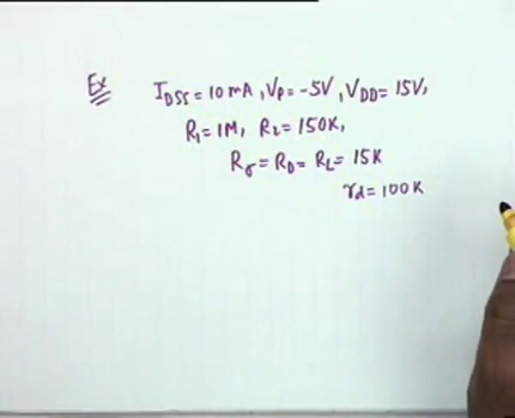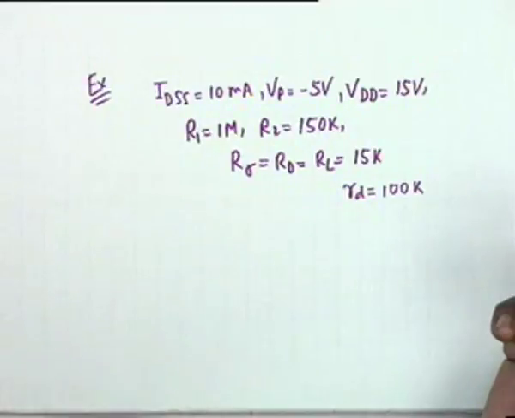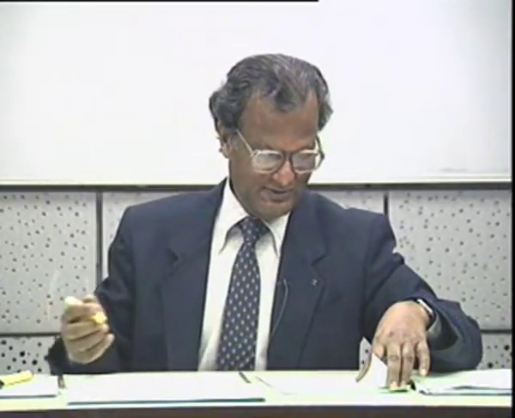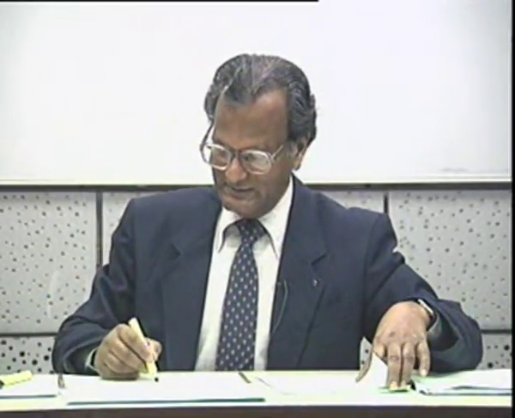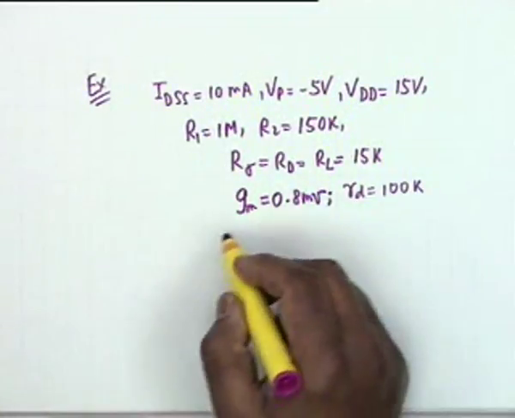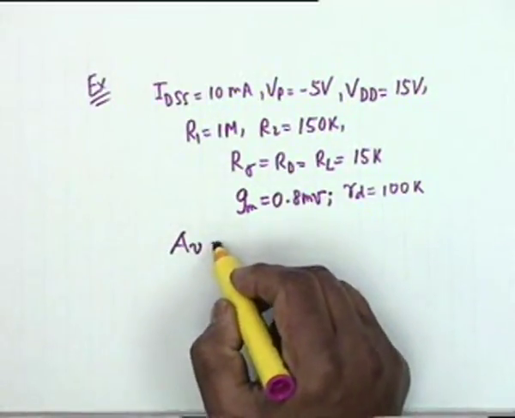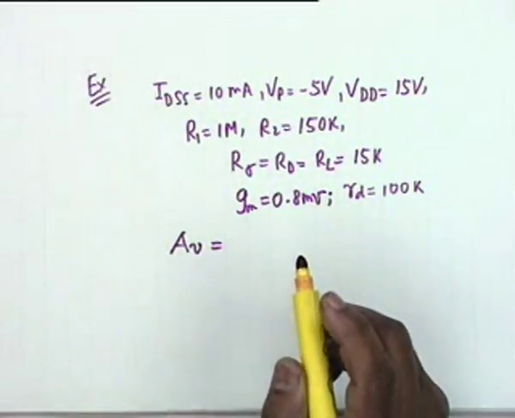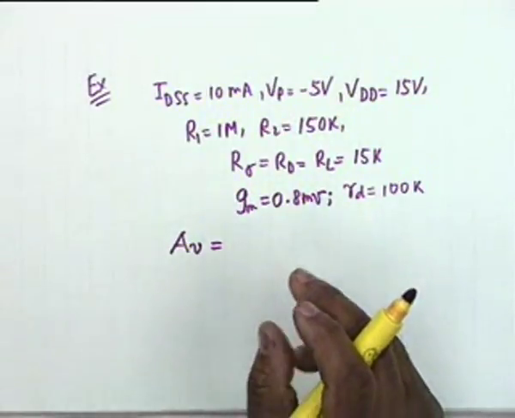Small RD is 100K. If you calculate, will the Q point change? No, because everything has remained the same. Q point doesn't change. If Q point does not change, GM does not change. GM is the same, 0.8 millimho. And if you utilize these formulas, then you get AV. Do not depend on formulas unnecessarily. Where you can see the formula, see it rather than committing to memory.